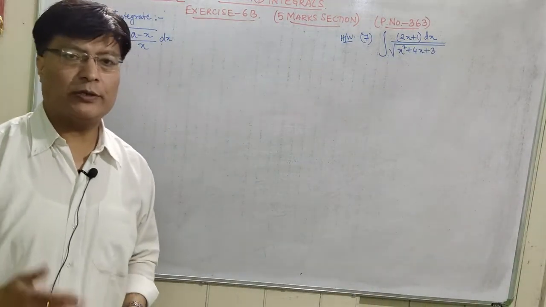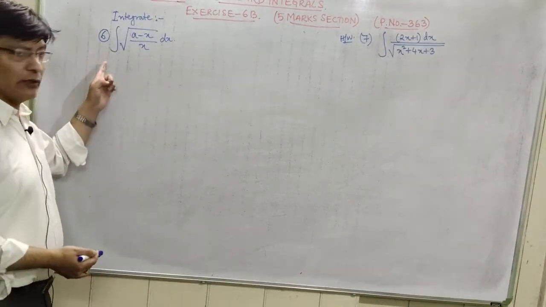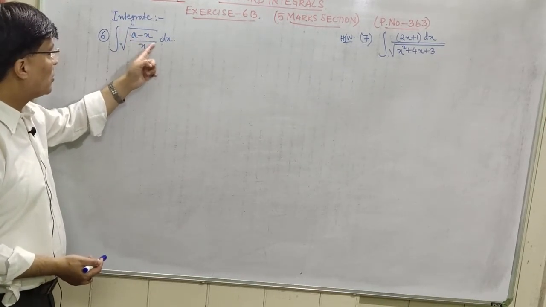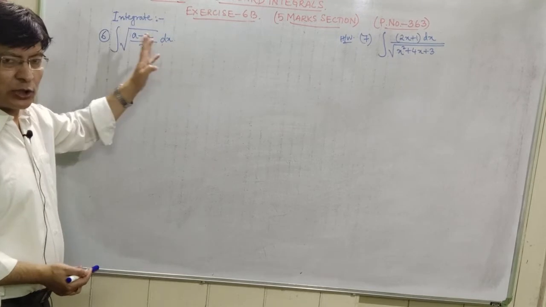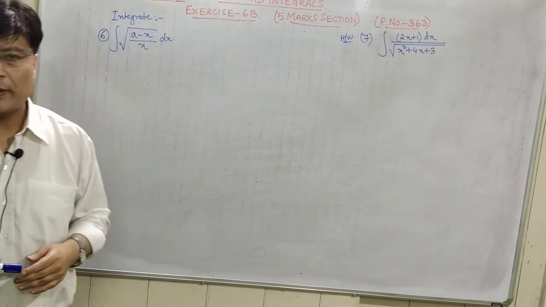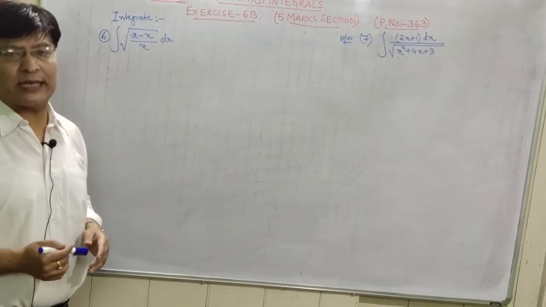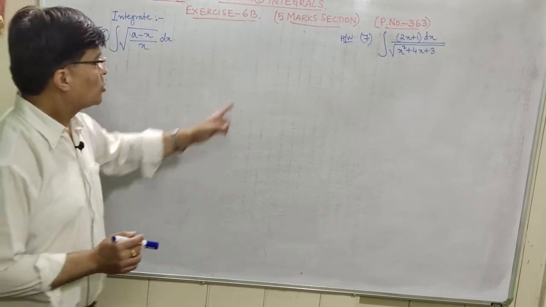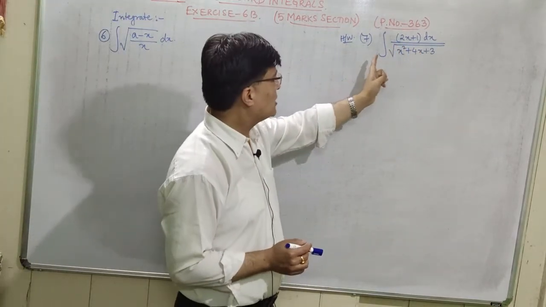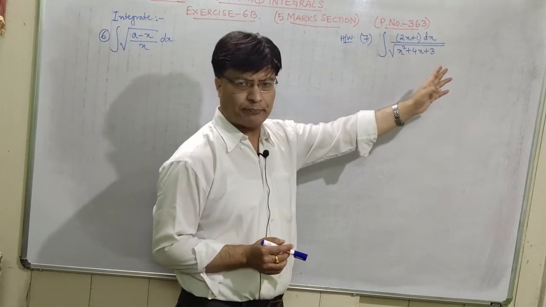Now we'll do the next question, that is question number 6. You have to evaluate this integral: integration of within square root a minus x upon x dx. In this case also you have to remove square root from the numerator, that is, you have to multiply both numerator and the denominator by a minus x. Question number 7 is your homework. Here you have to evaluate this integration of 2x plus 1 dx divided by root under x square plus 4x plus 3.